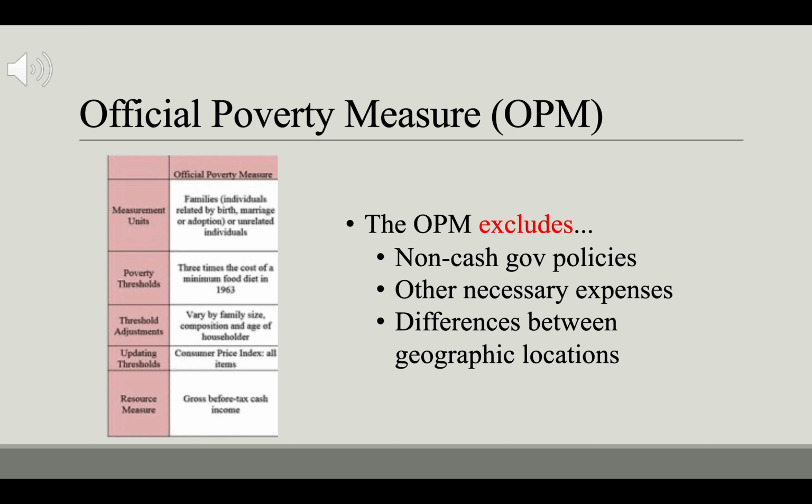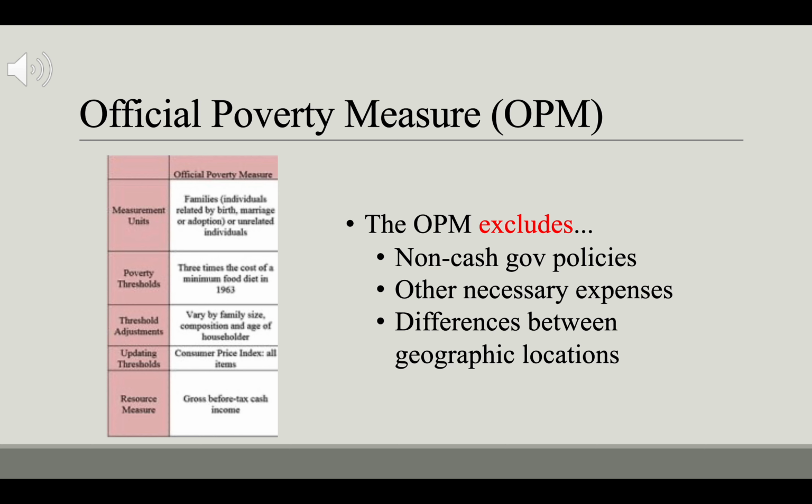Specifically, the OPM does not account for non-cash government policies such as payroll taxes or in-kind public benefit programs like SNAP or Medicaid. Another issue is the lack of adjustments as the standards of living change over time. Geographical locations create a major difference in the cost of living, as rent for the same size apartment will be way higher in New York City than Lexington, Virginia. The OPM also lacks consideration for other important expenses besides food. People have other non-discretionary expenses such as medical care, childcare, and transportation to and from work.